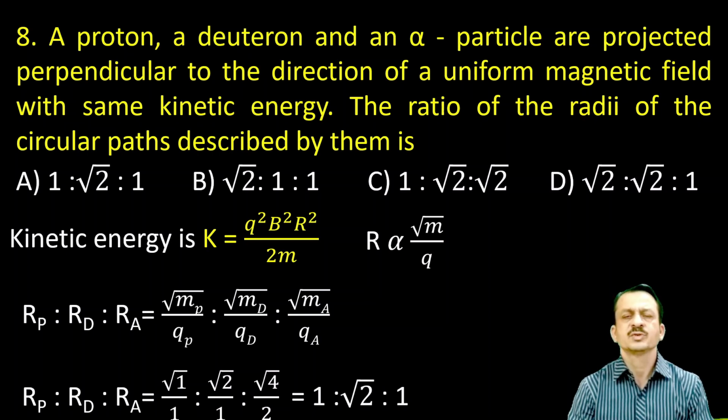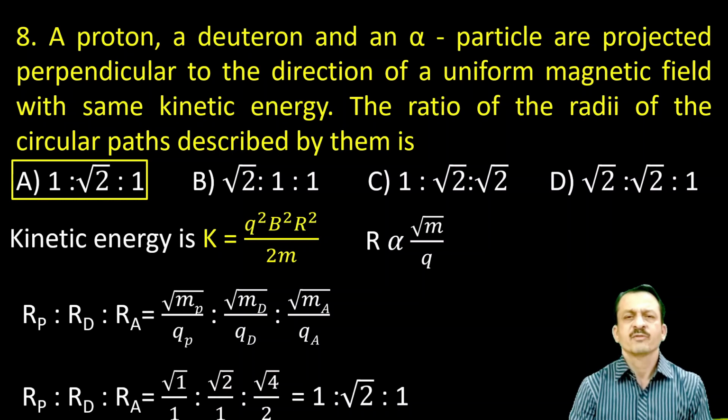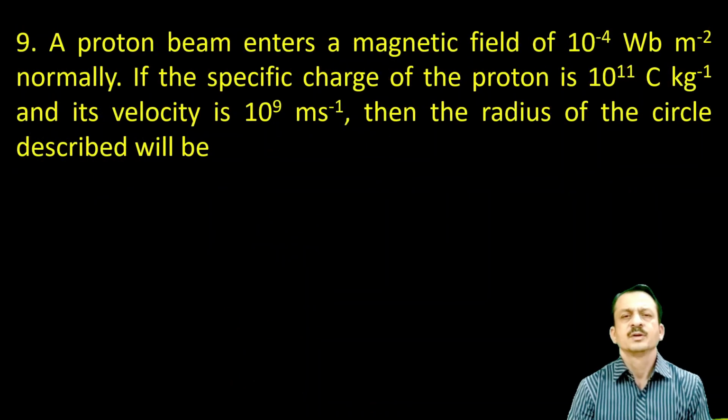Now this is a very important formula. You should remember this important problem. Frequently asked question, and hence option A is the right answer. So one thing you should remember here, if the kinetic energy of the particles are same, which are moving in a uniform magnetic field, then the radius r described by the particles is directly proportional to square root of their masses and inversely proportional to the charge. Very important formula. The next problem.